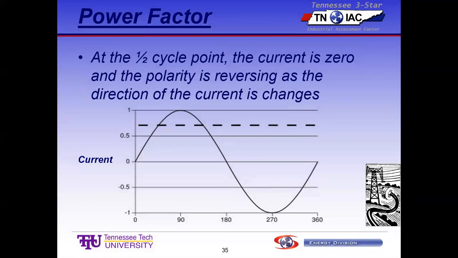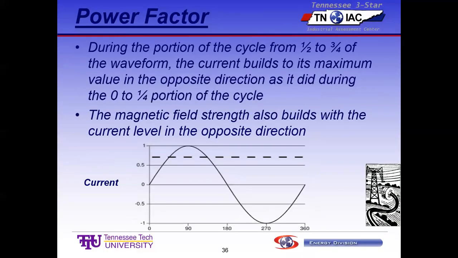Okay, at the half cycle point, that's where the current is 0. The polarity is reversing as the direction of the current changes. And then we do the same thing in the other direction. So instead of the current going up, the current goes down, and the magnetic field goes the opposite direction. And we load it up during that next quarter cycle, and then it collapses back into the wire. So this is constantly going on back and forth, and that causes that current waveform to lag that voltage waveform.